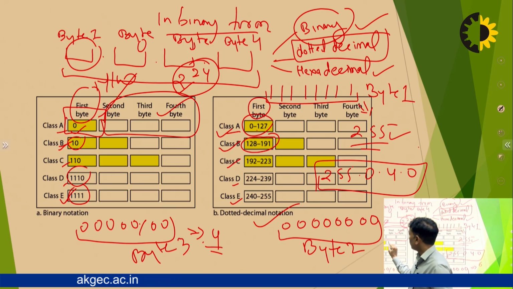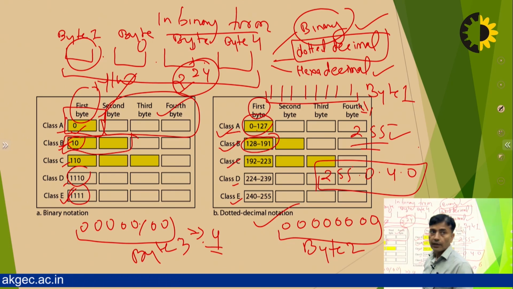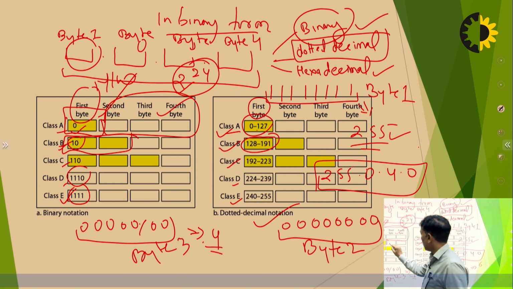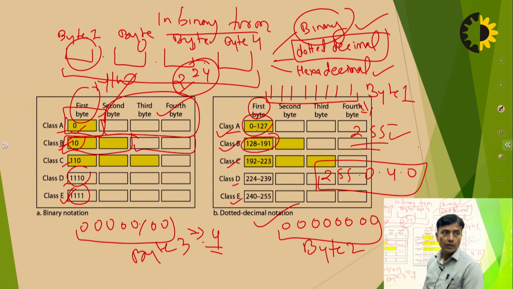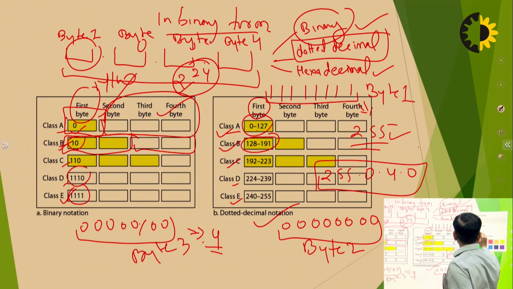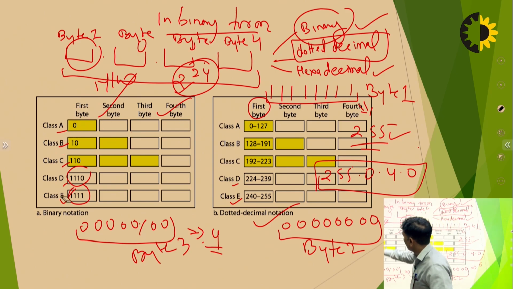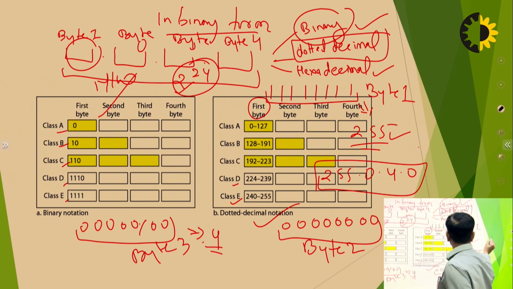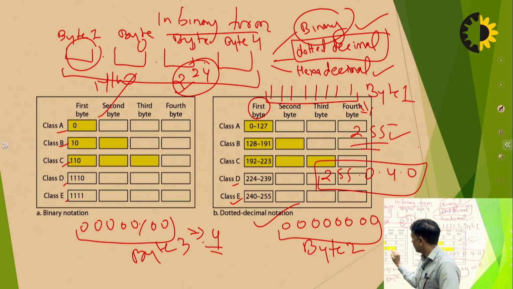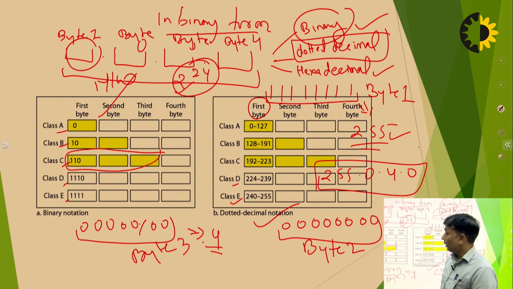In class B, the first 2 bytes are reserved for the network ID, and the last 2 bytes are reserved for the host ID. Okay. And in class C, the first 3 bytes are reserved for the network and the last 1 byte for the host.